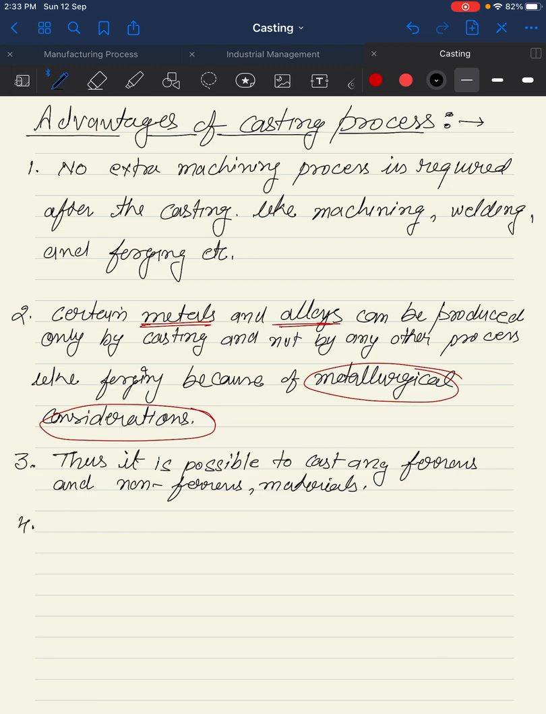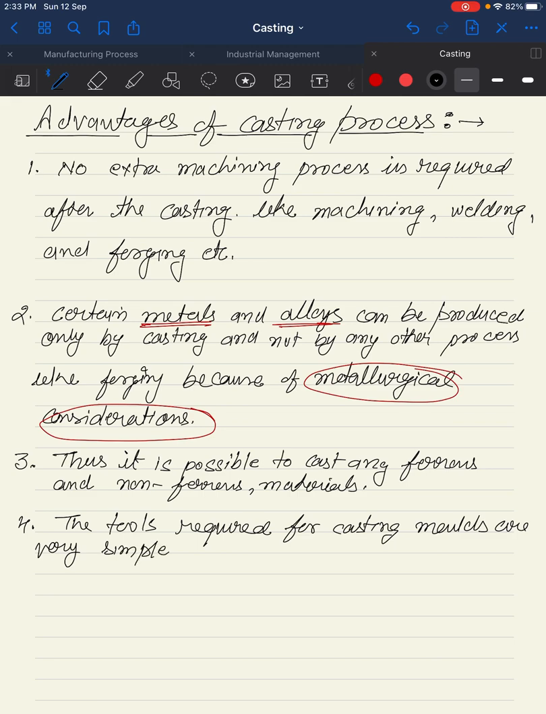Fourth point is the tools required for casting molds are very simple and inexpensive. It means it is an economical process because tools are very simple and inexpensive. Got it clear? Next point.